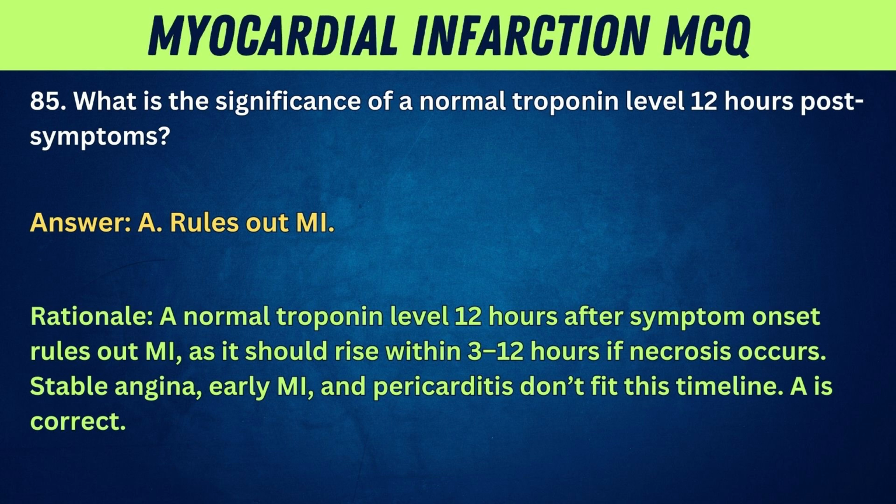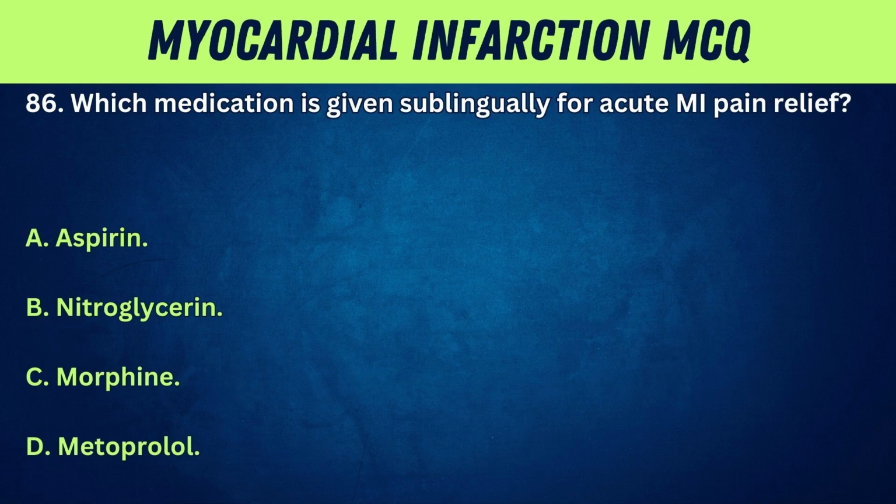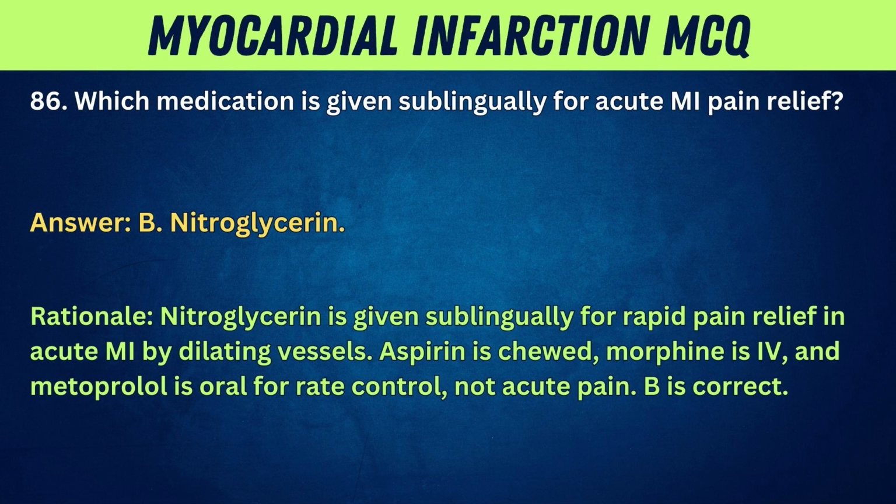A is correct. 86. Which medication is given sublingually for acute MI pain relief? A. Aspirin. B. Nitroglycerin. C. Morphine. D. Metoprolol. Answer: B. Nitroglycerin. Rationale: nitroglycerin is given sublingually for rapid pain relief in acute MI by dilating vessels. Aspirin is chewed, morphine is for, and metoprolol is oral for rate control, not acute pain.